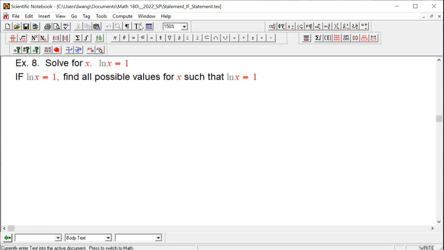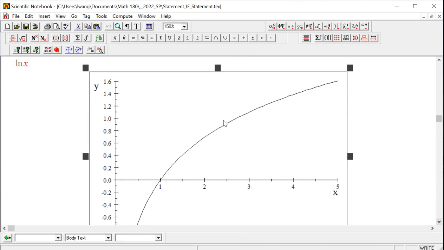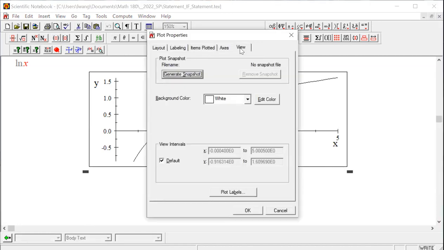Since we emphasize so much, there is more than one method here. So the first method: well, what's ln x? Here's ln x, right? We spent so much time graphing this function, didn't we? So let me make some adjustment of the view.